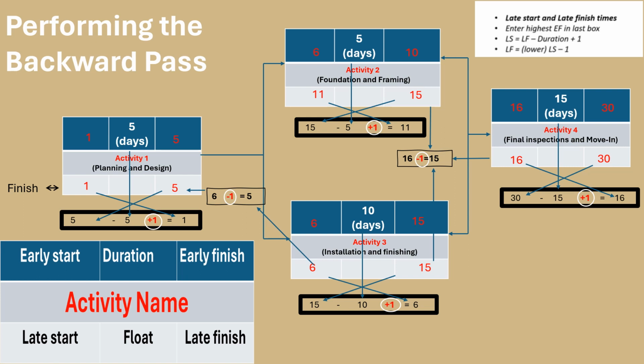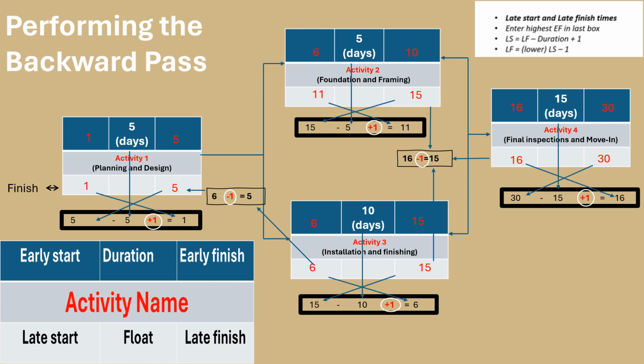To transition to the next activity, determine the lowest late start value between Activities 2 and 3, which is 6 days. Subtracting 1 day from this lowest value brings the late finish for Activity 1 to 5 days. In Activity 1, calculate the late start by subtracting its duration, 5 days, from the late finish of 5 days. Adding 1 day to this result gives you a late start of 1 day.